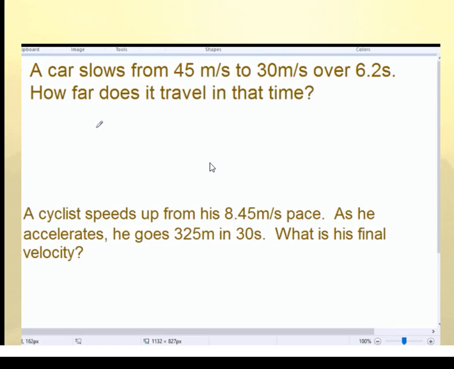Okay, here's a pair of problems that are related. The first one says a car slows down from 45 meters per second to 30 meters per second. So let me just start writing what I know. My initial velocity was 45 meters per second. My final velocity is 30 meters per second. My time is 6.2 seconds. And I'm looking for a distance.